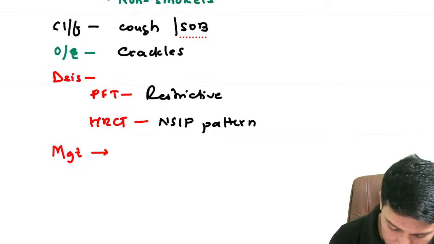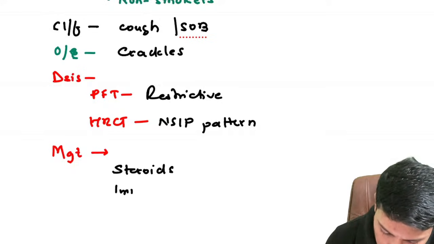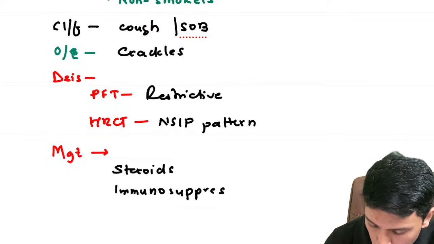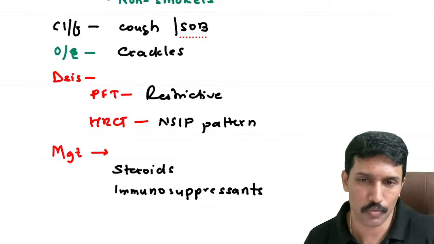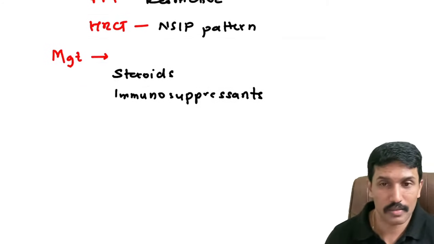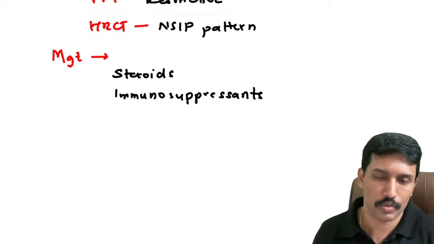So when it comes to management of NSIP, I want you to write the steroids or corticosteroids. Only a few patients may require immunosuppressants. And generally, we don't have to go for lung transplantation in these patients. We don't generally get into that situation, right? So from this, we learn that the prognosis of NSIP is better than the prognosis of IPF.